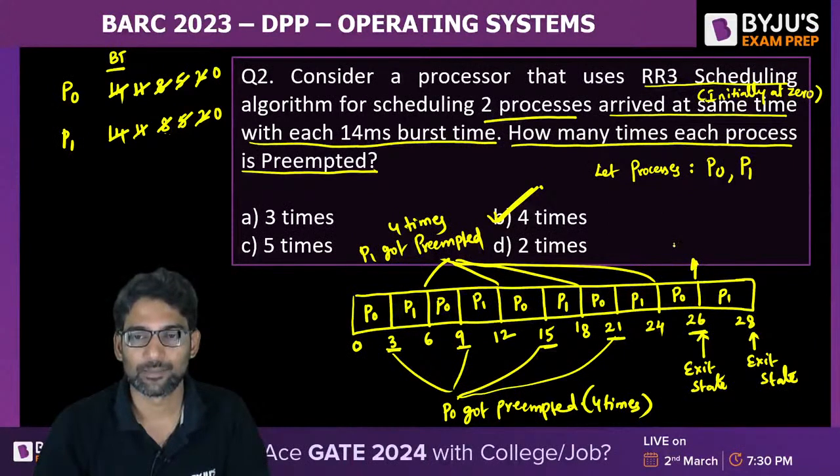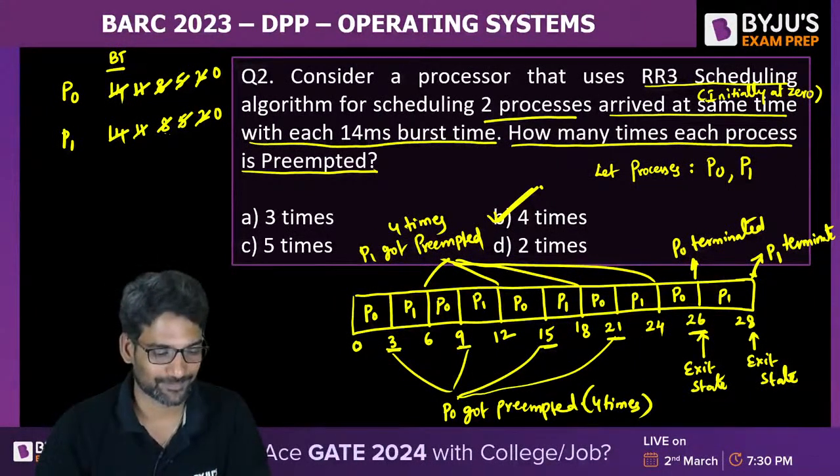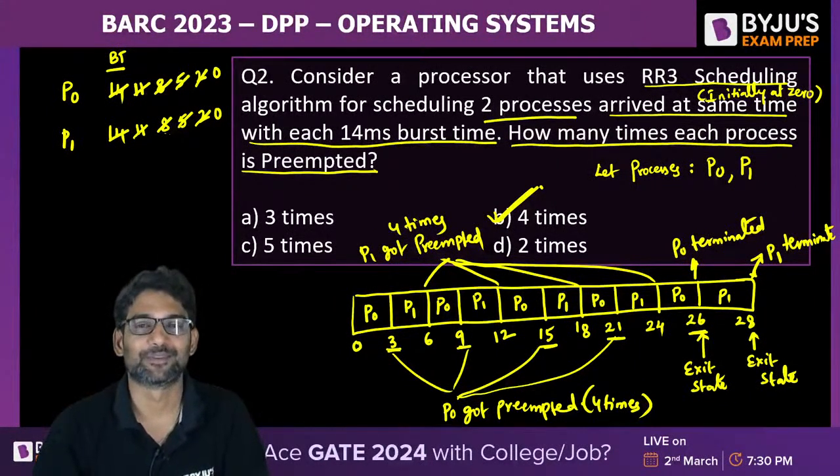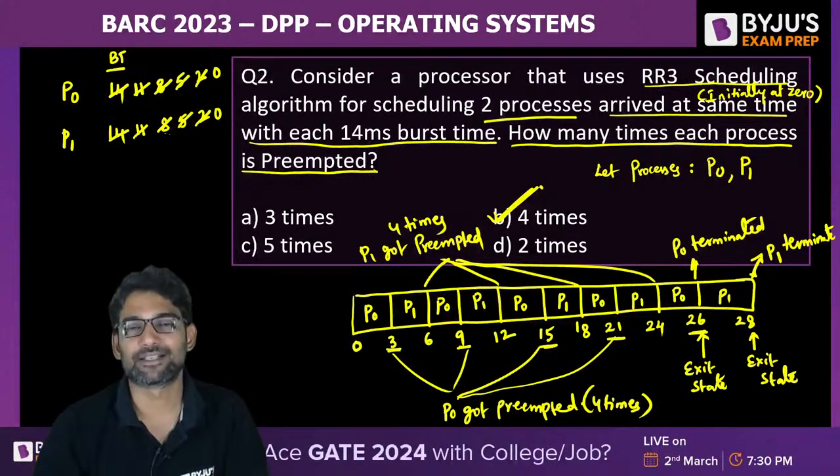Here, P0 terminated. At this point, P1 terminated. Clear? It would not be 5, it would be 4. So, confused. You know it, but you missed it. So guys, be careful. Exit state, you can't take it as preemption, right?